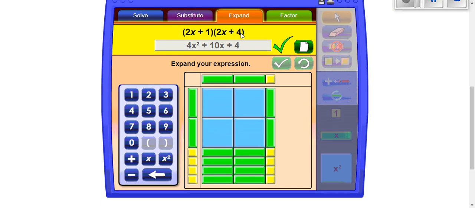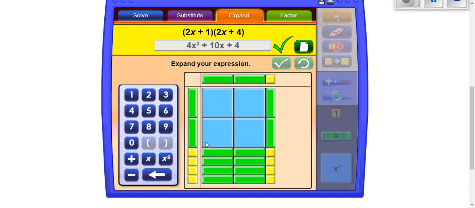2x plus 1 times 2x plus 4 equals 4x squared plus 10x plus 4, because 2x plus 1, which is the base, and the height is 2x plus 4, is 4x squared. See the 4 blue area? Then the green area is 8x plus 2x, which is 10x, and the yellow area down here is 4.